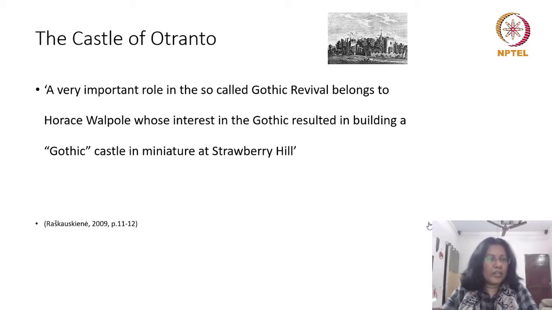So a very important role in the so-called Gothic revival belongs to Horace Walpole, whose interest in the Gothic resulted in building a Gothic castle in miniature at Strawberry Hill. So what Horace Walpole does is, in fact, he builds a medieval castle, and that is remarkable because he constructs it in a medieval manner. I will show you images of it in a minute.